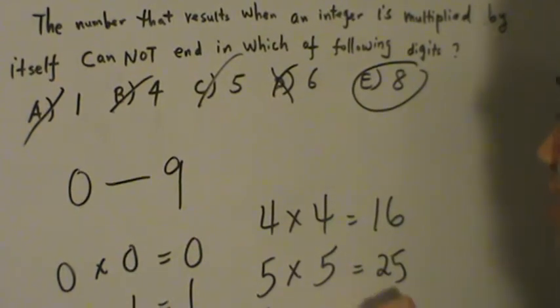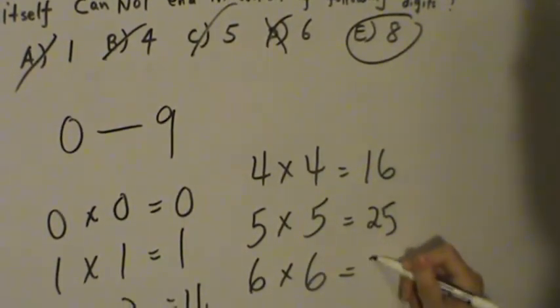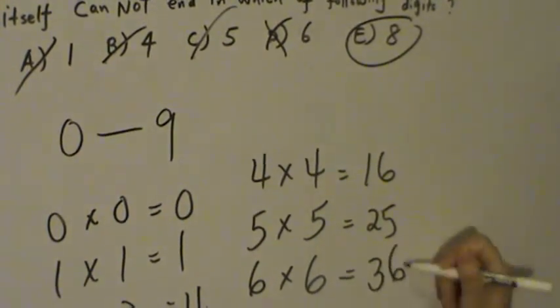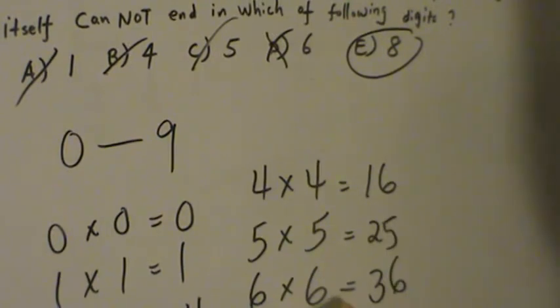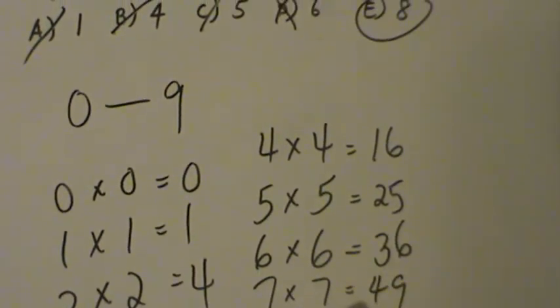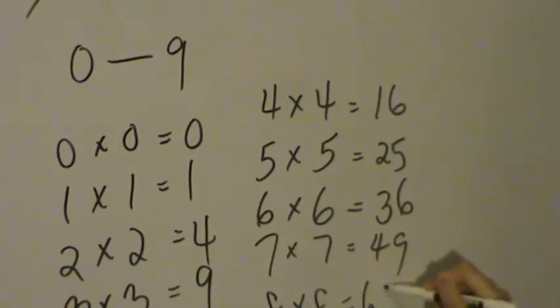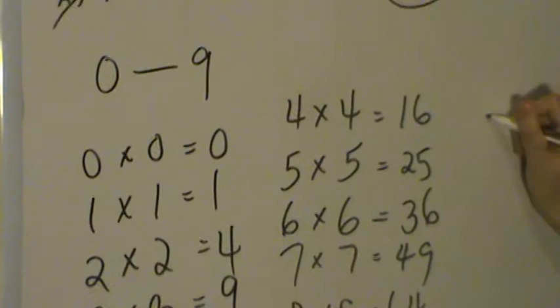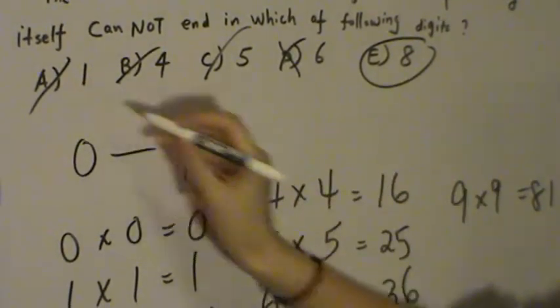But on the actual SAT, when you might not have enough time, what we've done so far should be sufficient. So 6 times 6 is 36. We've already shown that 6 is possible. 7 times 7 equals 49. 8 times 8 is 64. Yeah, 4 is already on there. We've already shown that. And lastly, 9 times 9 is 81. So 1 is possible as well.